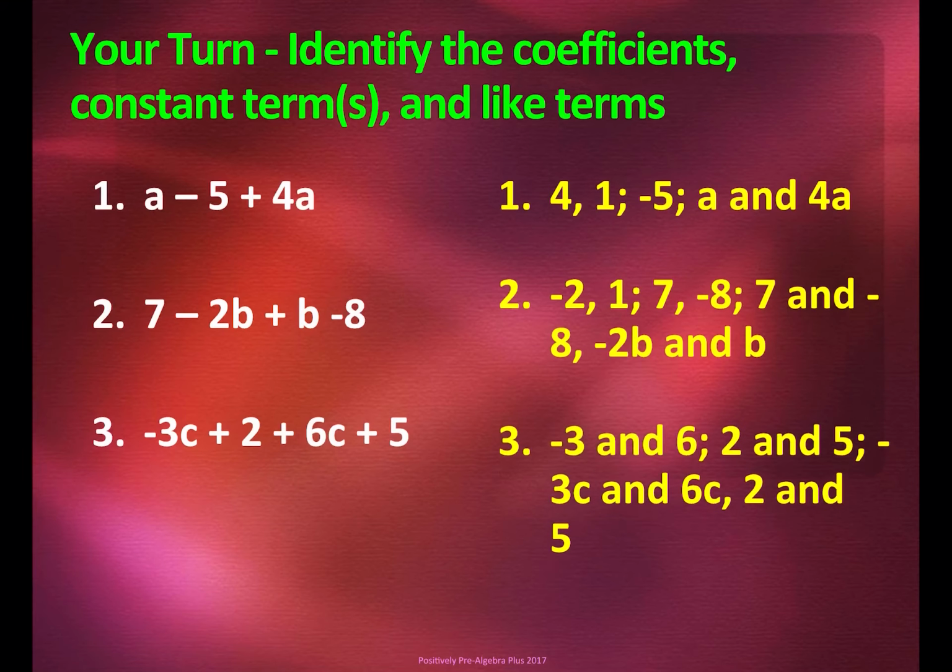And the next one, negative 3 and 6 are my coefficients. 2 and 5 are my constant terms. They don't change. And 3c and 6c, 2 and 5 are all the like terms.